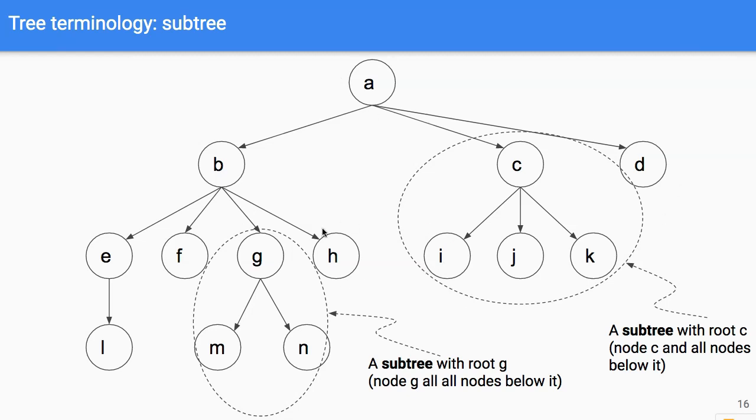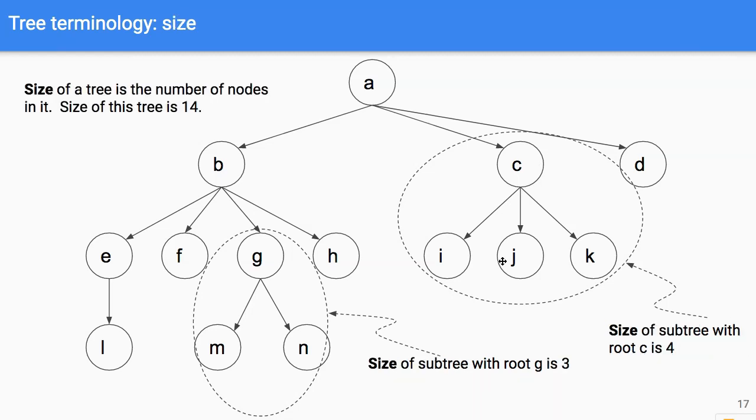This is one big tree, and then there are subtrees. Each subtree has its own root. For example, one subtree here has the root G. The subtree of G includes G and all the nodes below it. Same thing for the subtree that starts at C: it's the node C with all the nodes below C. We can also talk about the size of a tree. The size of a tree is just the number of nodes. The size of this entire tree, if you count it, is 14. You can talk about the size of a subtree as well. The size of this subtree is 3, and the size of this subtree would be 4.